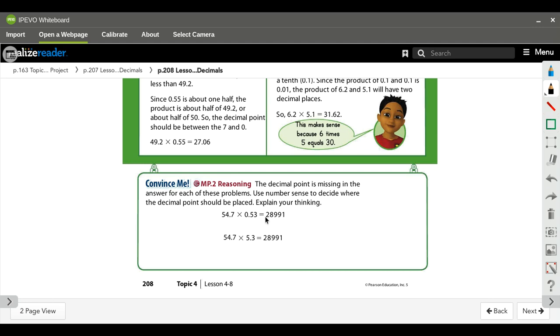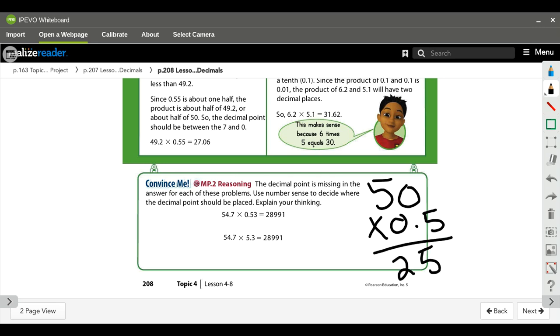So now I'm going to use my number sense to help me with this. I'm going to take 54 and I'm going to round that to 50. And then 53 hundredths, I'm going to round that to my benchmark number of 5/10 or a half. And then half of 50 is going to be 25. So my decimal needs to go between 8 and 9, because 53 hundredths is close to a half. So my answer needs to be half of 54 and 7/10.